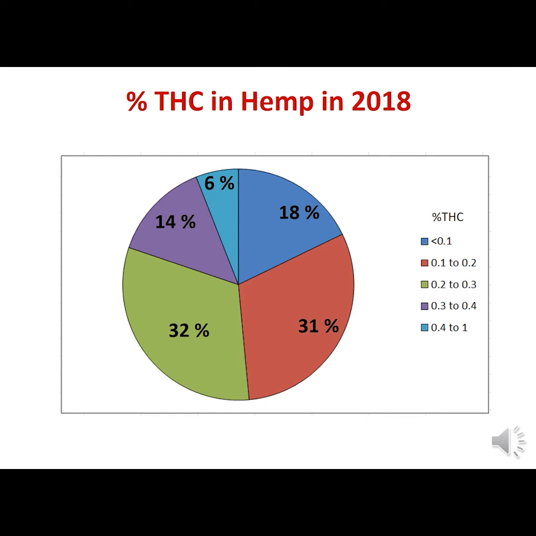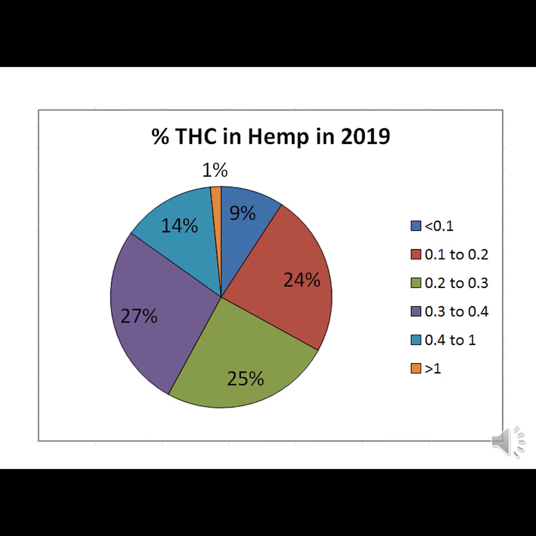This is a pie chart showing the percent THC in hemp in 2018, and it shows a distribution of THC concentrations that we tested in samples in 2018. About 6% of the samples tested greater than 0.4% THC and less than 1%. That is the small piece of the pie on top of the pie chart. And 14% tested between 0.3 and 0.4%. So 20% of the plants tested greater than 0.3%.